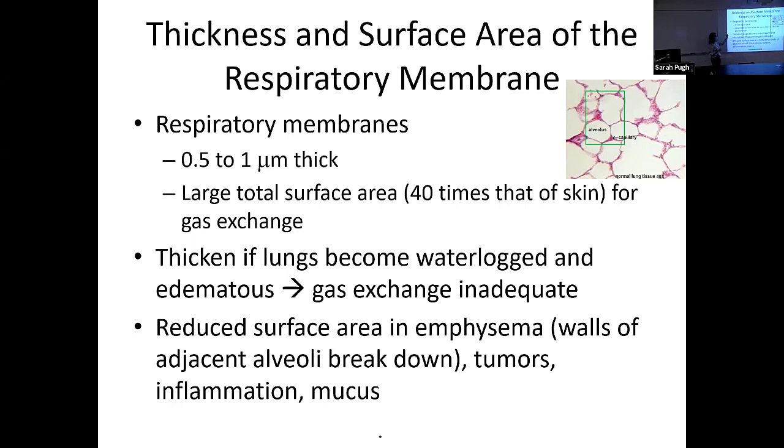So again, the first one is the thickness of the respiratory membrane. Normally it should be anywhere from about 0.5 to 1 micrometer thick, so very thin, but it has a huge surface area. Remember, all these alveoli, if we were to stretch them out, they're about the size of a tennis court. So it's a huge surface area, 40 times the surface area of your skin. So it's nice and big. We have this huge surface area for gas exchange. What can cause the respiratory membrane to get thicker would be like if your lungs become waterlogged.